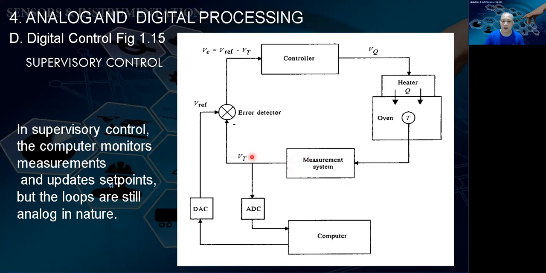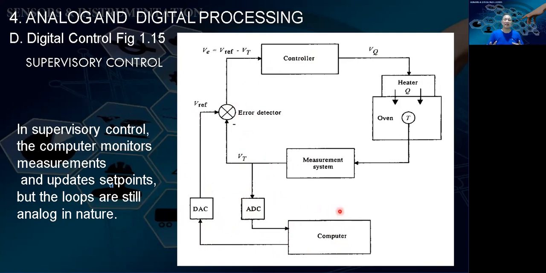Before that, I'm using an ADC to capture the analog data because I want it to be put into the computers. And when the computer has decided something to do, it sends the signal back to the analog side, so I have to convert it again from digital to analog. So this is actually an analog control system, now with supervisory control.